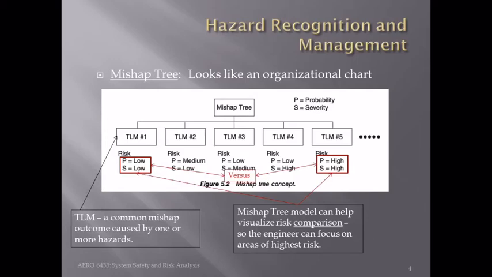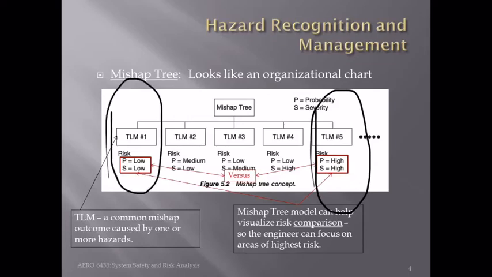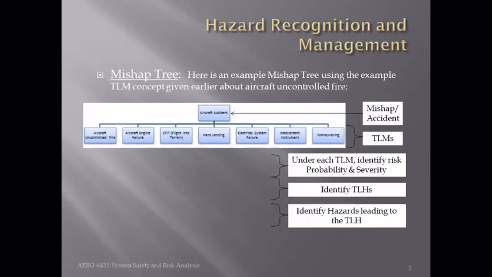In this, we have a mishap tree more accurately indicating several top-level mishaps with resulting risk below. Notice how much easier it is to visualize the top-level mishap with higher risk here, number 5, in contrast to the top-level mishap with lower risk here in number 1. We're already using the system mishap model to better visualize our system. So let's bring this theory to real life.